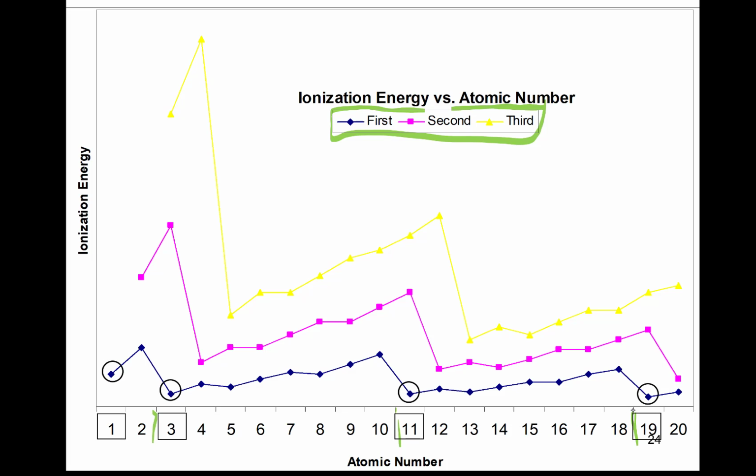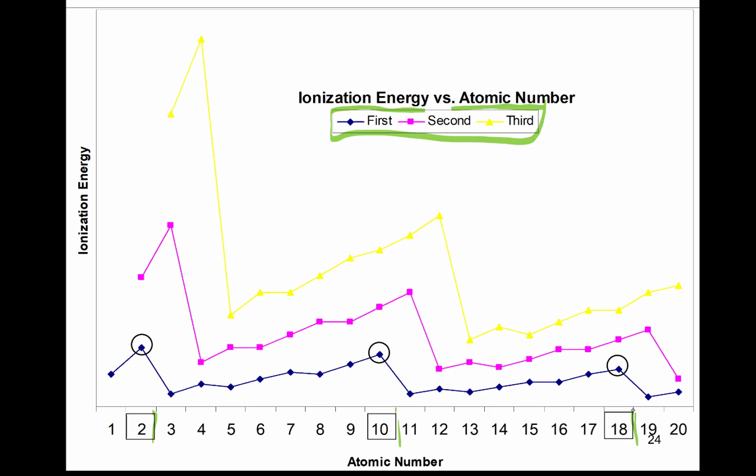If we look at atomic numbers 1, 3, 11, and 19, those are all group 1 elements. Group 1 elements want to lose 1 electron. So look at how low their ionization energy is. They want to lose that electron, so it doesn't take a lot of energy for another atom to pull it away because they want to get rid of it.